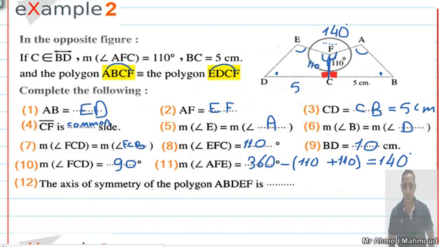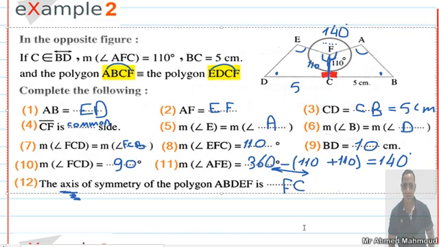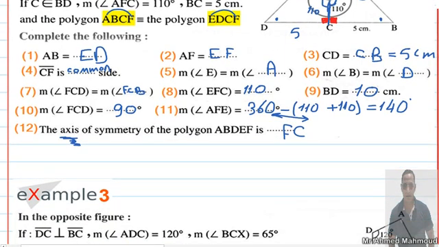Finally, the axis of symmetry of the polygon ABDF, EF. This polygon, included side at the middle, divided into symmetric shapes. Yes, this line is FC. Then the answer here is FC, but I'm going to write this symbol because the word axis means straight line. Then the axis of symmetry here is FC, straight line. Let's solve the next example.